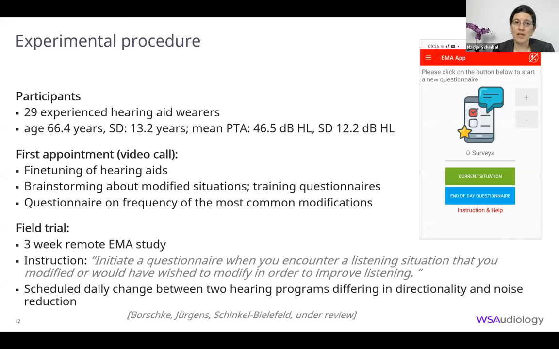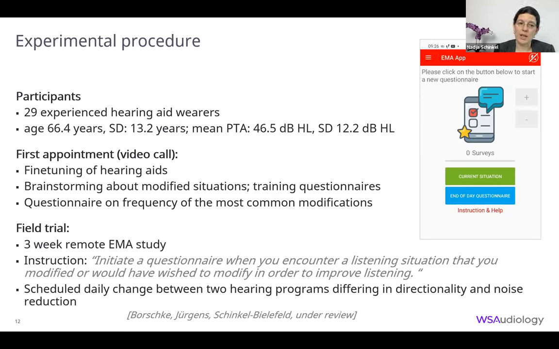And we did a study where we asked participants to report those situations where they modified the acoustic situation. We had 29 experienced hearing aid wearers. It was a remote study. In the first video call, there was a fine tuning of the hearing aids. And we did some brainstorming with the participants about which situations they modify in their real life or would wish to modify. And those we then also used for training questionnaires in the EMA app.